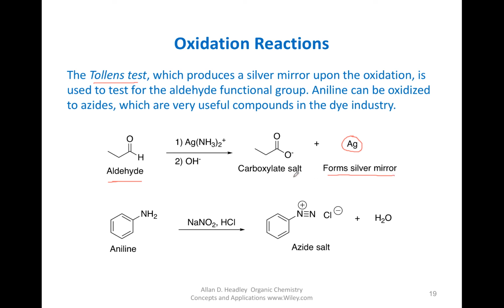So if you do this reaction, if your unknown, for example, had an aldehyde functional group and you reacted with silver ions here, if you get a silver mirror, one conclusion is that the unknown starting material was an aldehyde because of that specific reaction. And that's called the Tollens test. I'm pretty sure you'll do the Tollens test in your lab.